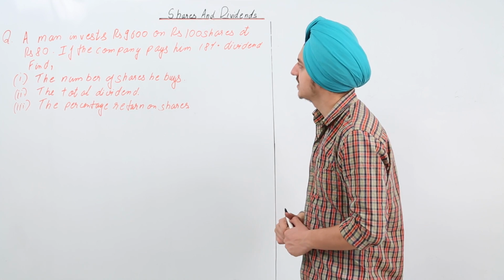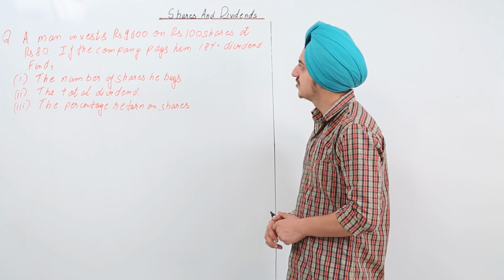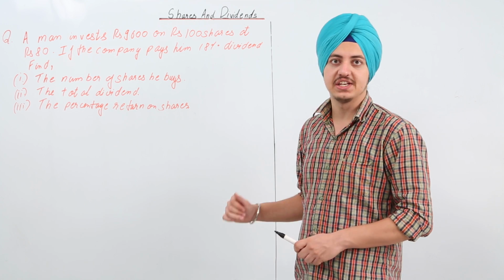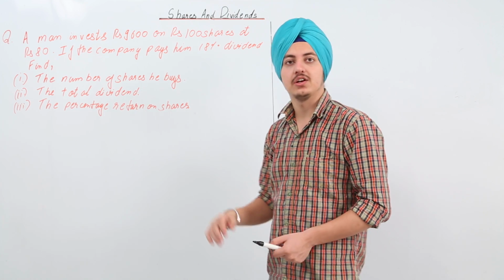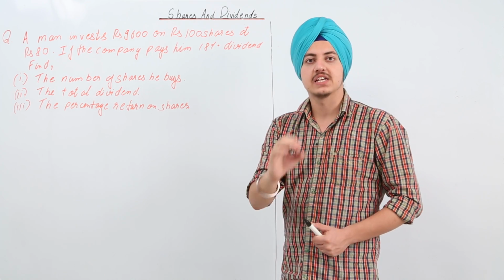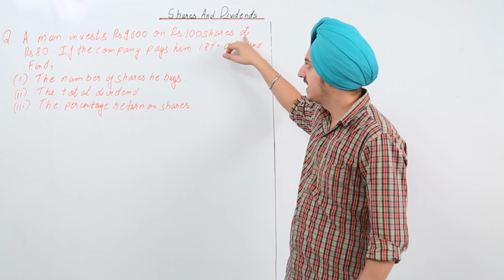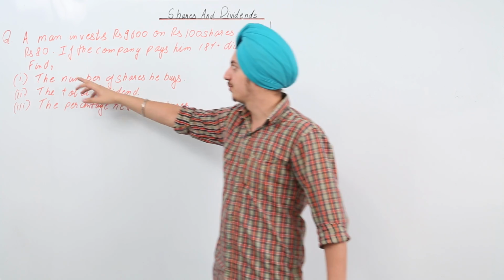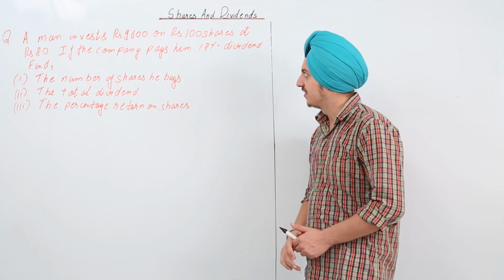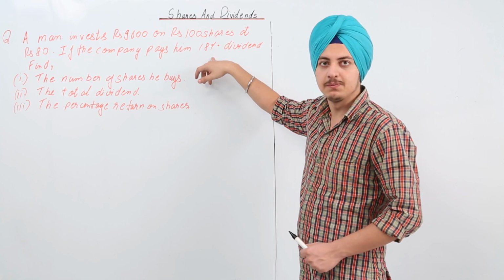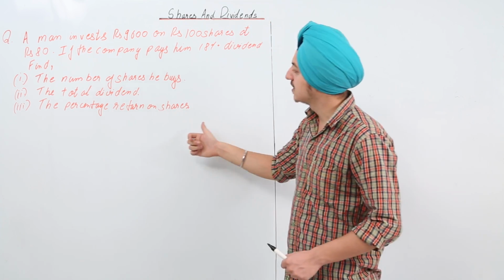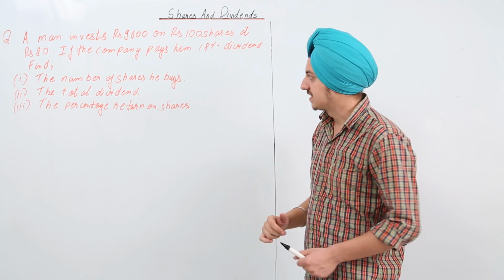Now here's a question that says a man invests rupees 9600 on 100 shares at rupees 80. This line means that the share's face value is rupees 100 but is available at a discount of 20 rupees. That means the market value of the share is rupees 80. Now if the company pays him 18% dividend, we have to find the number of shares he buys, the total dividend and the percentage return on shares.